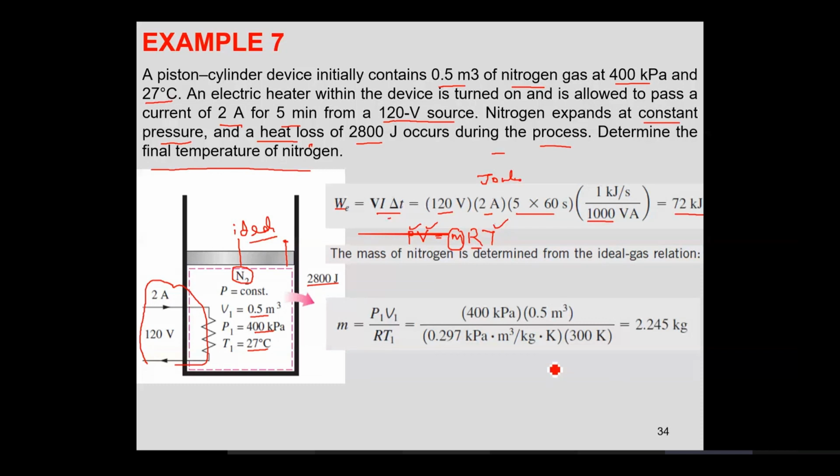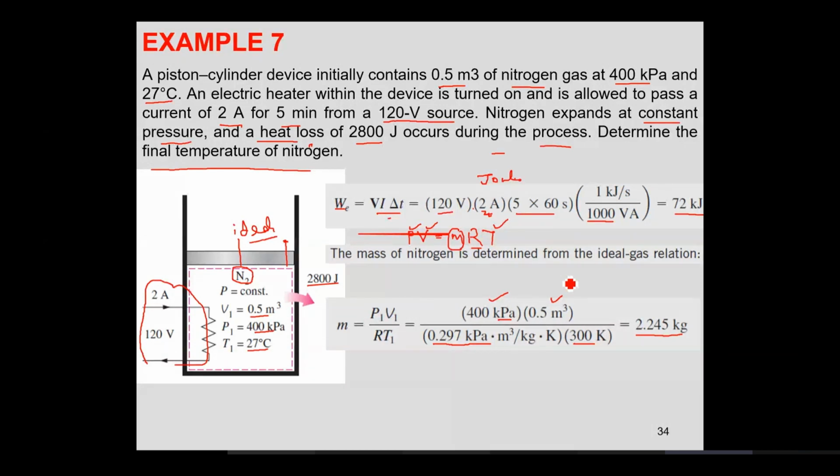If you look at the equation, this is the pressure given to you in kilopascal. The volume is known to you. The R, which is the gas constant, can be found from the tables at the back of the book for nitrogen, and temperature is known to you. You have to plug in the temperature value in Kelvin. This would give you the total mass of your system. Is it clear? Yes, sir. All right.